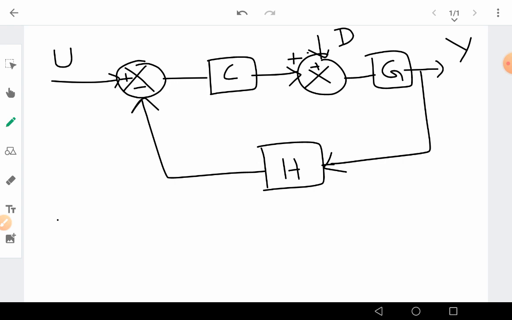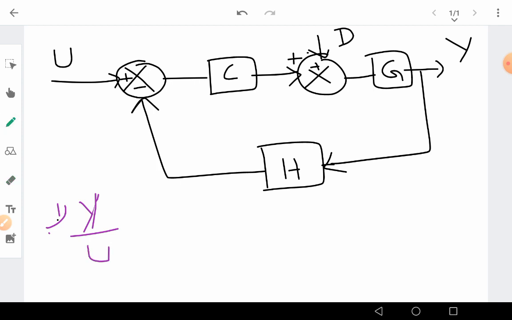The main idea is to use the superposition principle that we have learned. In the superposition principle, we take one input as 0 and calculate the effect of the other input, and after that we make that input 0 and calculate the effect of the first input. Then we add both together. So in this scenario, first we will take the output Y with respect to input U.